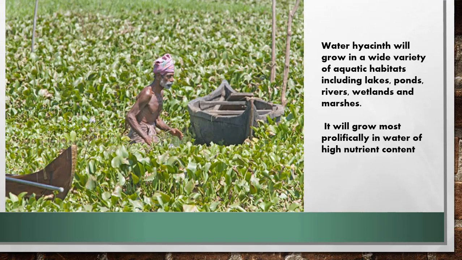The water hyacinth will grow in a variety of aquatic habitats, including lakes, ponds, rivers, wetlands, and marshes. And as you can see, it can grow very, very well. It grows most prolifically, which means it grows very well in water with high nutrient content, and again, in the Bay Area, we have a lot of agriculture, and so we have a high nutrient content from the runoff from fertilizers in this area. So water hyacinth can grow very well in this area.